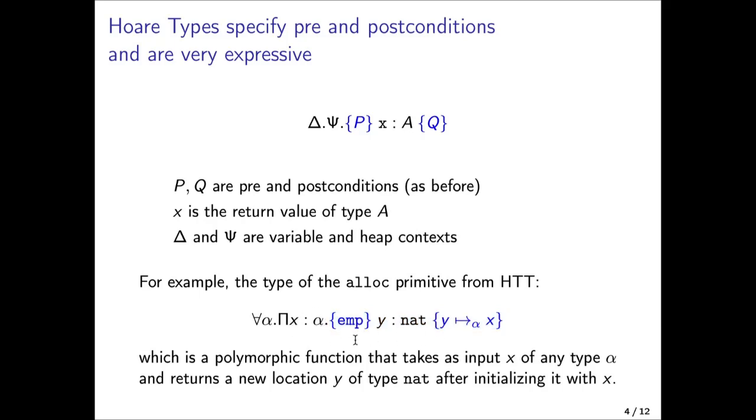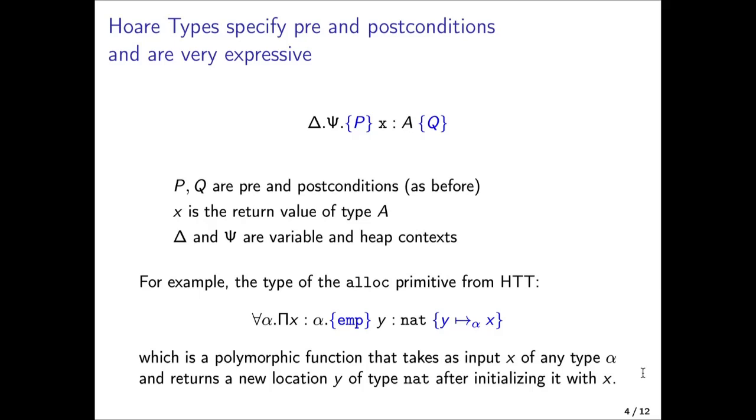Now looking at the precondition, it says emp, which means the heap is empty at the beginning of this program before it is executed. The post condition is y points to x of type alpha, and that's the output, the result of the stateful allocation command. You expect that when you call alloc on an input x, it returns you a location y of type nat in a heap in which y now points to x. So the question is, can we do something similar in the quantum setting?